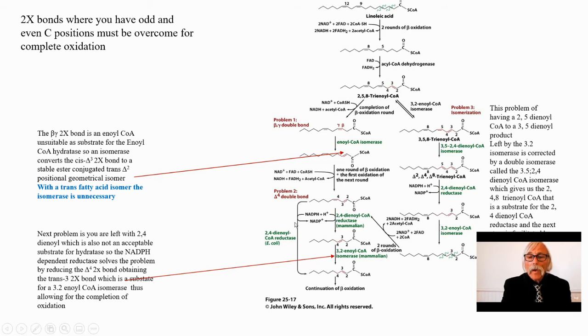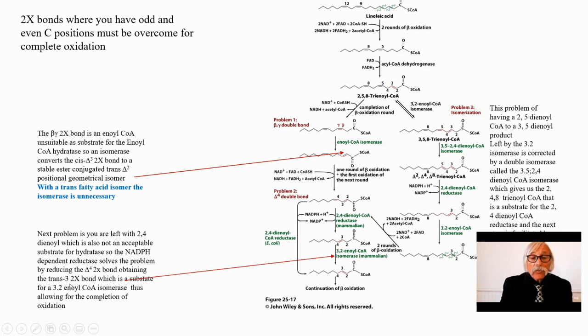So now you have an NADPH dependent reductase. In fact, it's called the 2,4-dienoyl-CoA reductase, mammalian, not found in other animals. It's also not found in microbes. Okay, so that solves this problem of the hydratase not being able to function. Watch what it does. It does it by reducing the delta 4 double bond. That's exactly what's going to happen here.